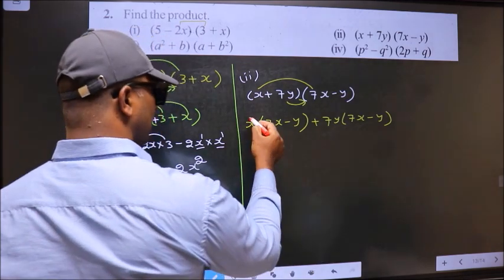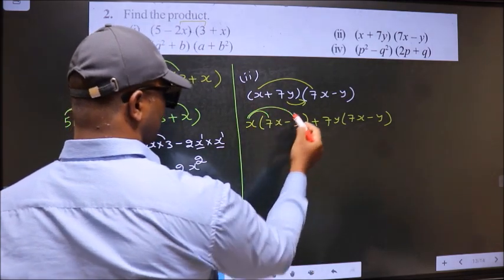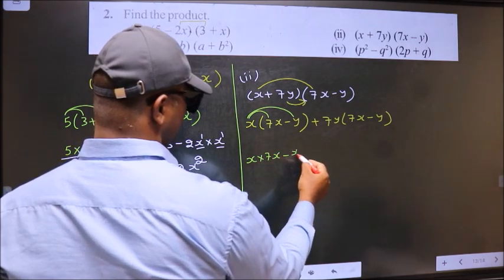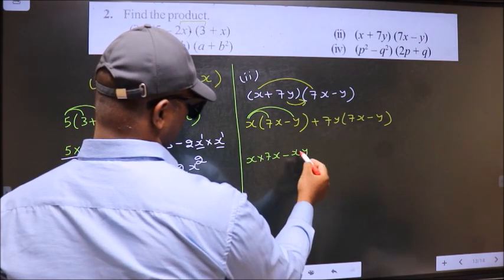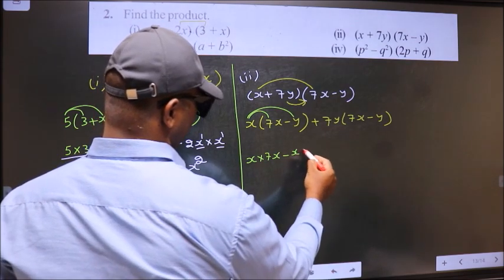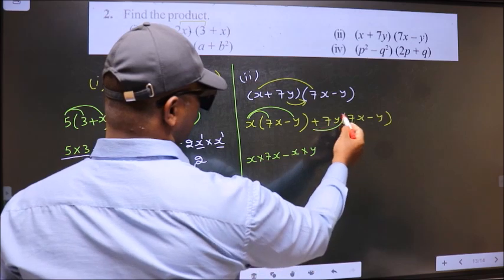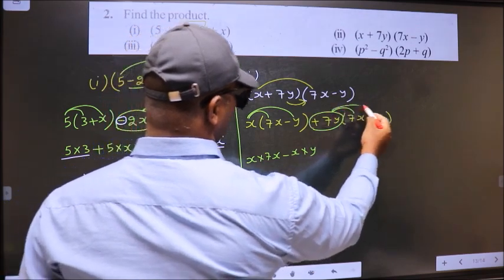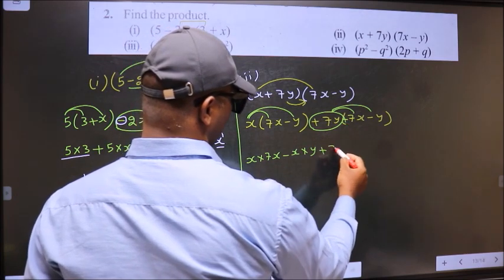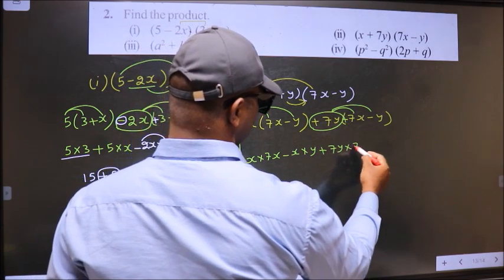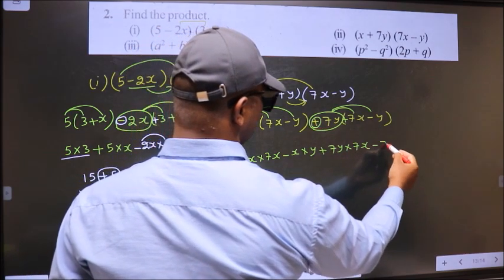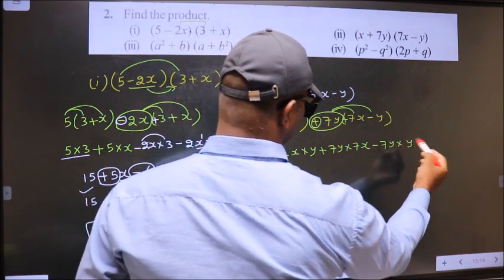Now with x, open up the brackets. So that is x into 7x minus x into y. Now with plus 7y, you should open up the brackets. So plus into plus, plus 7y into 7x. Now plus into minus, minus 7y into y.